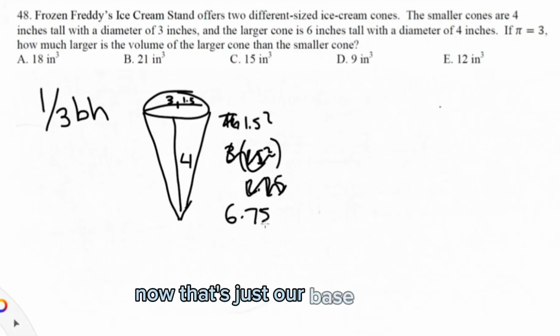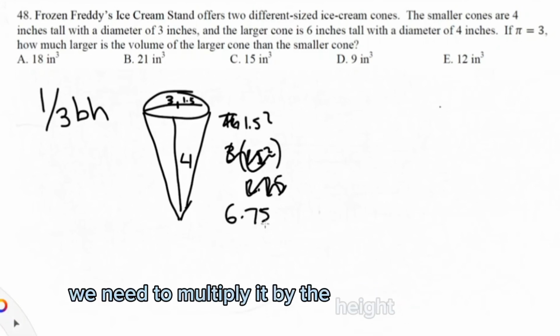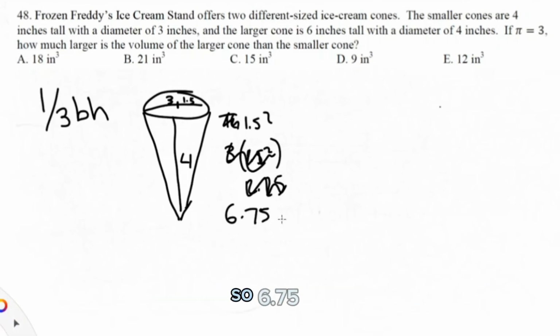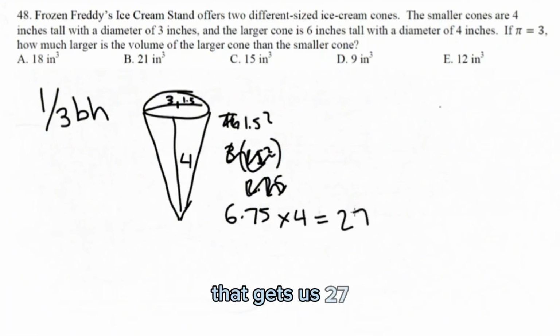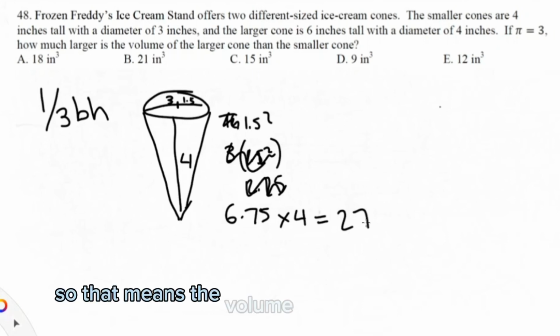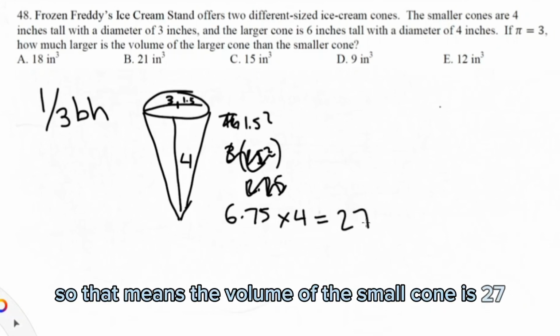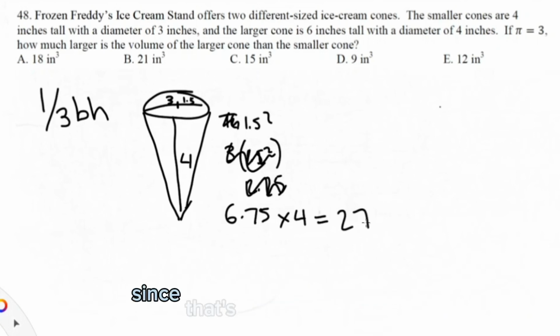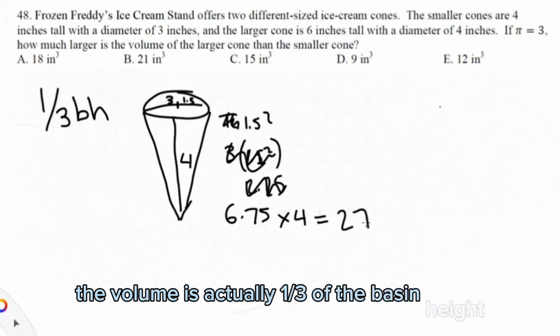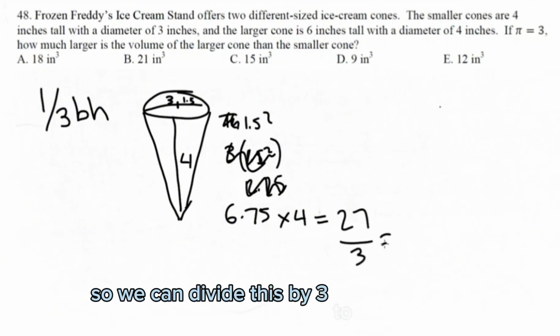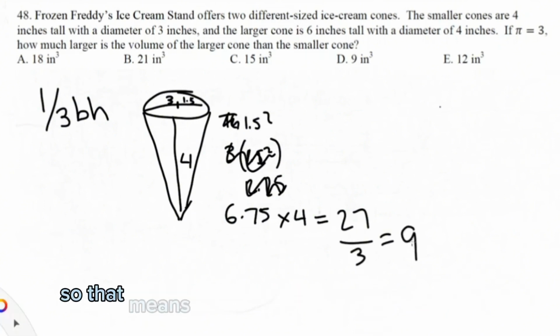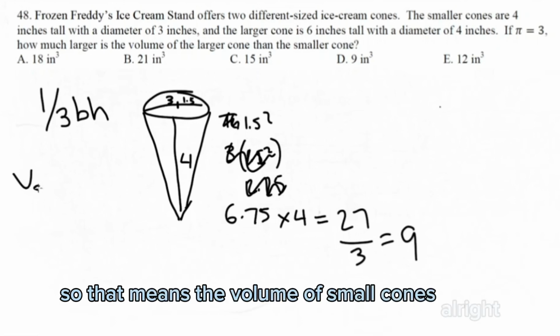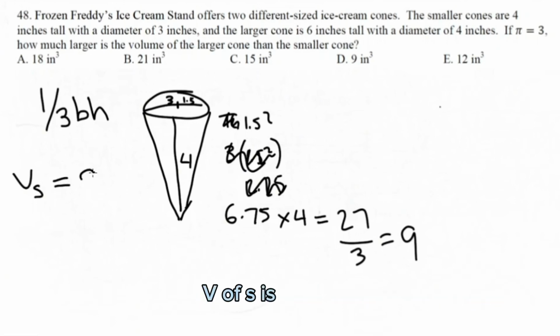Now that's just our base though. We need to multiply it by the height, which is 4. So 6.75 times 4 gets us 27. So the volume of the small cone is 27. However, we're not done yet because we need to get 1/3 of that, since that's just the base times height. The volume is actually 1/3 of the base and height. So we can divide this by 3 to get 9. So the volume of the small cone, I'm going to write V of S, is 9.